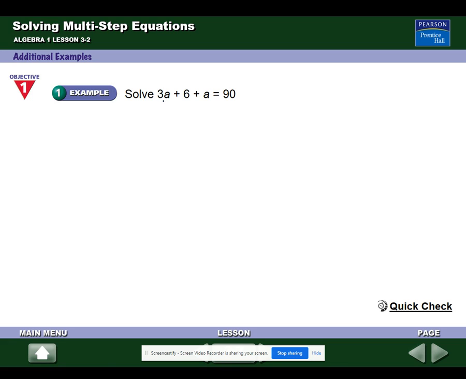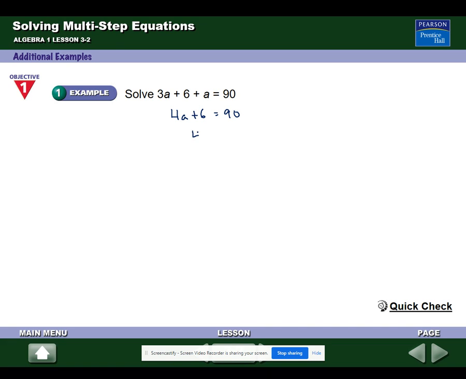Before we can ask ourselves what's happening to the variable, singular, we're going to have to combine like terms because right now the variable is appearing twice. So 3a plus a is 4a. The plus 6 is still plus 6, and the 90 is still 90. And really then this just becomes just like a problem from section 3.1.